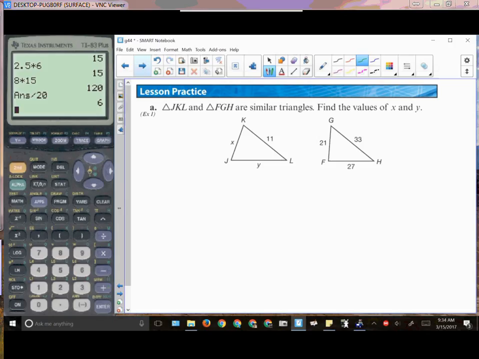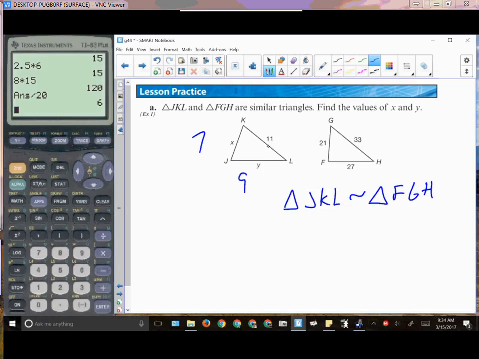So, Aaliyah, what value did you get for x? Okay. What did you get for y? 9. Okay, so let's check this out and see how this goes. Now, I'm going to show you a good way of writing this out so it makes your life a little bit easier. So we've got triangle JKL is supposed to be similar to triangle FGH.